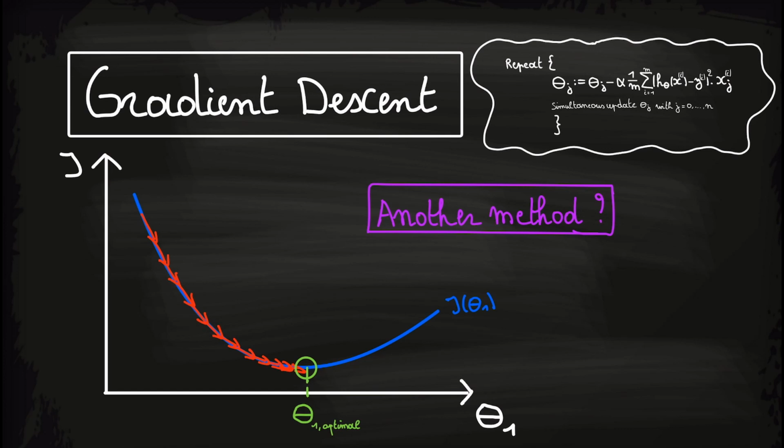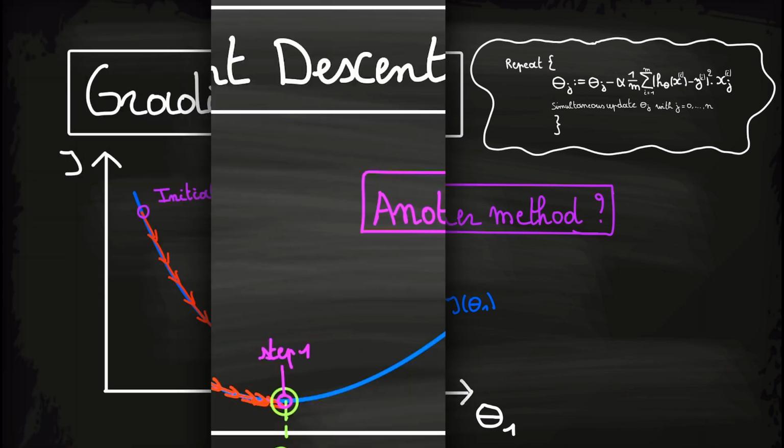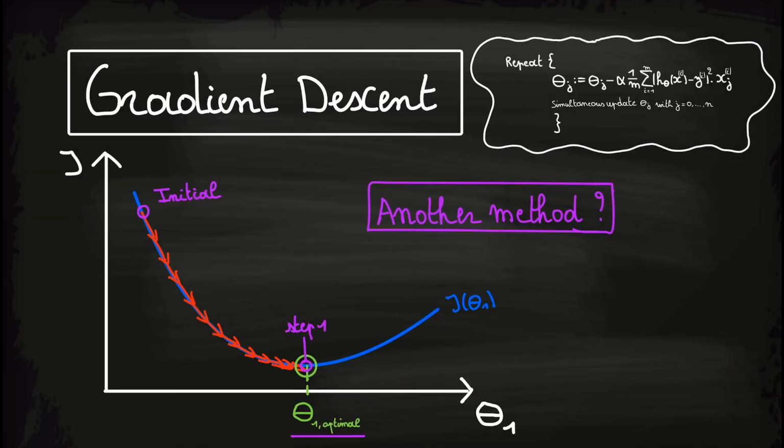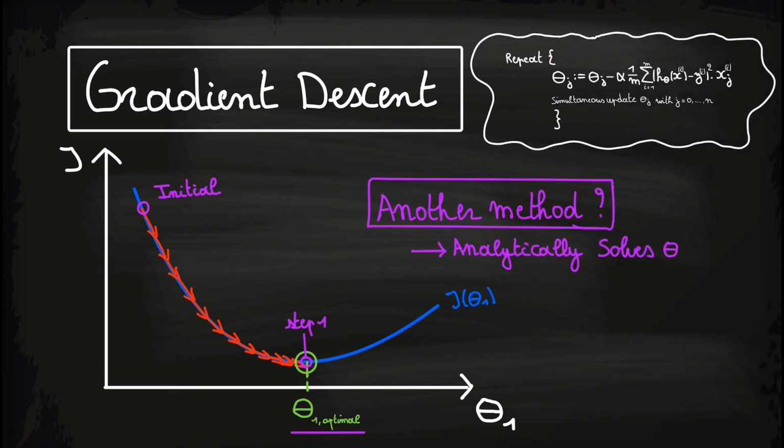Well, just as gradient descent, we can use it to optimize our parameters theta. However, instead of gradually getting better values for theta, this new method will calculate the optimal values for theta in just one step. So it's a way of analytically calculating the optimal parameter value.